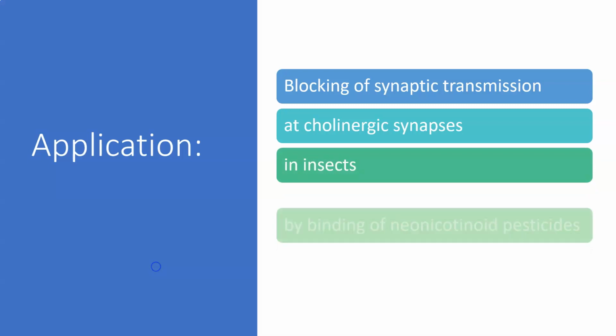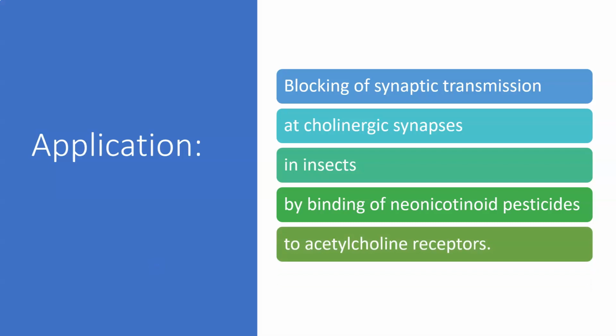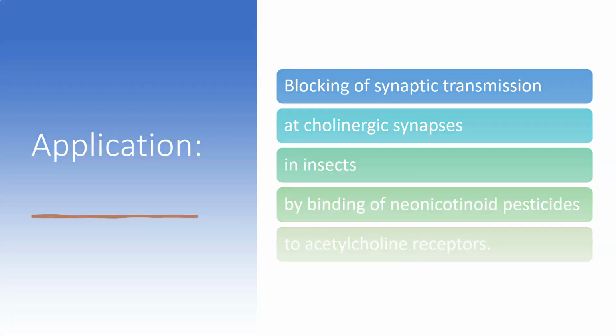It's happening in insects, and it's by binding of these neonicotinoid pesticides. So these pesticides bind to the receptors that would usually pick up the neurotransmitters, those receptors that we've already looked at. So the pesticide binds to the receptors, so the nerve impulse can't be passed on. Therefore, no nervous impulses, and the nervous system of the insect then fails.